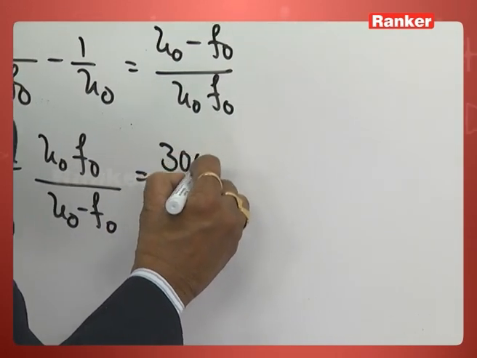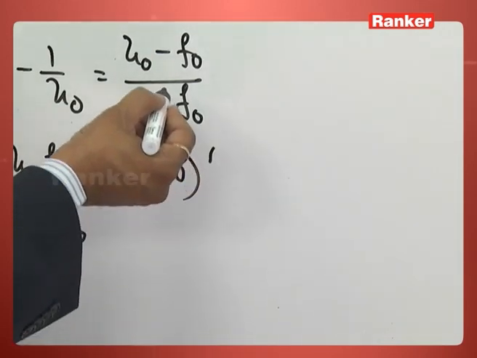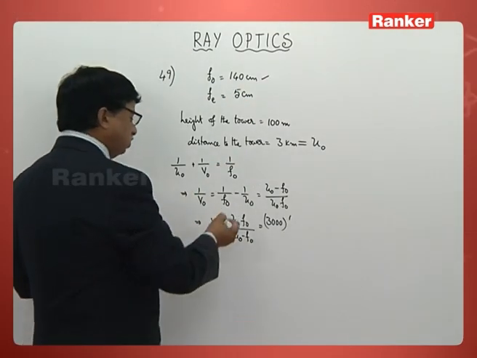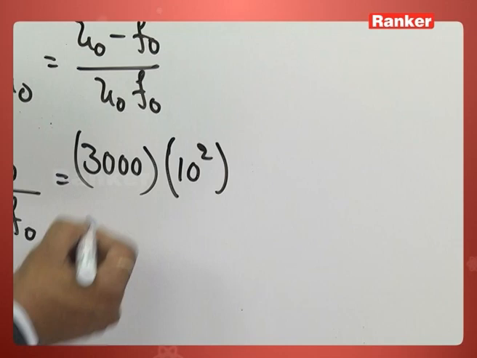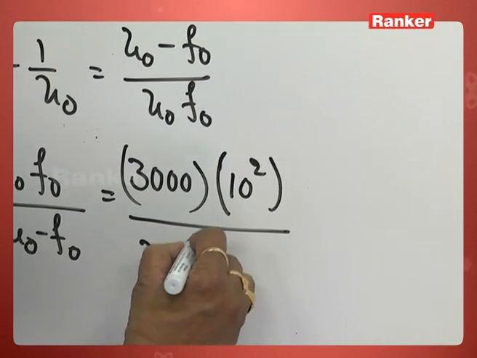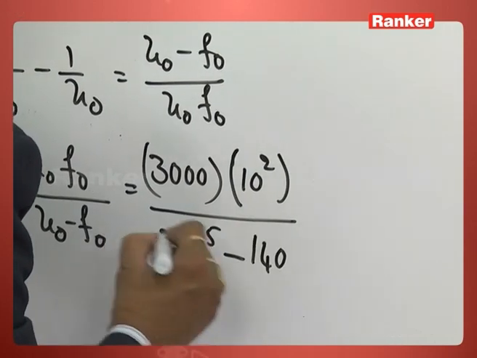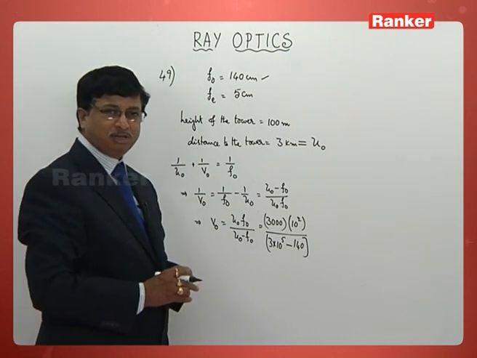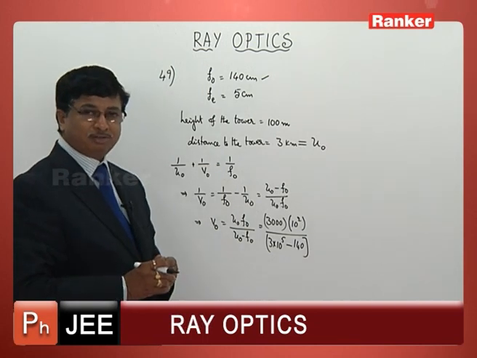UO is 3 kilometer, right? 3 kilometer, 3000 meters. But here the FO value is given in centimeter. So roughly we can say this is 3 into 10 to the power 5 centimeter, minus FO, that is 140 centimeter. You can definitely understand that 3 kilometer, when compared to 140 centimeter, is very much. So roughly you can estimate your answer.